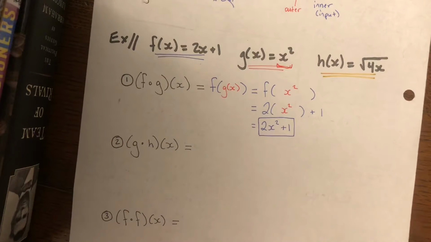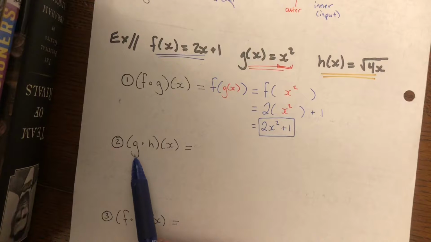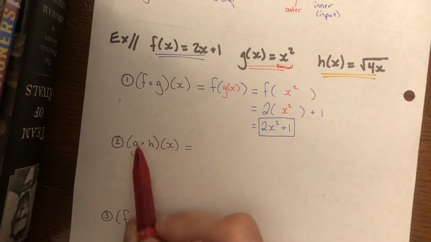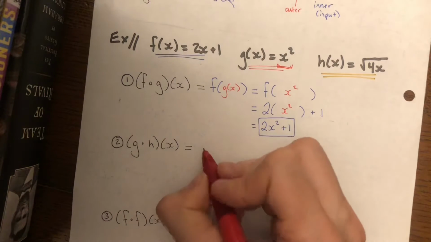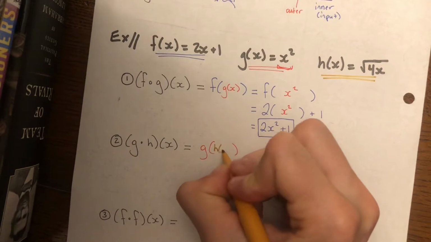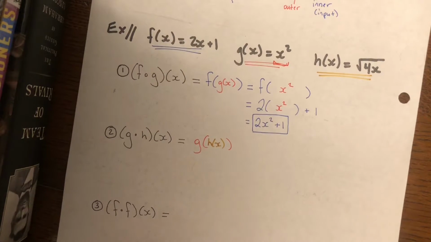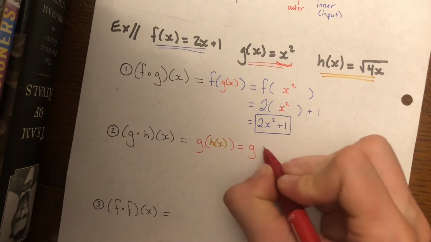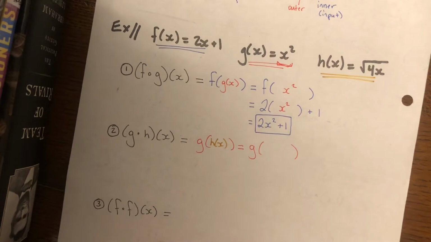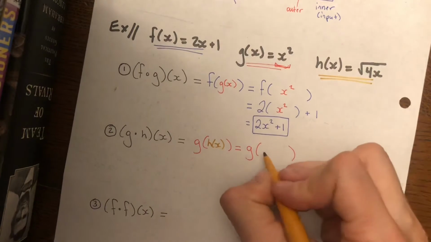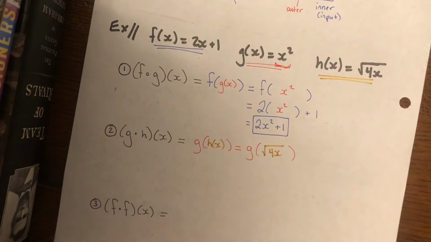All right, let's do our second example. This one says g of h of x equals what? So again, the first thing I'll do is translate this so I can see my inner and outer function. So this is g of h of x. And then I will, again, keep g the same, but instead of h of x, I'm going to write down my rule. h of x we have is the square root of 4x.